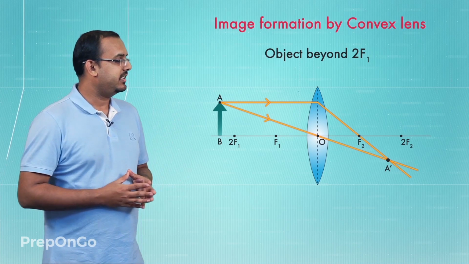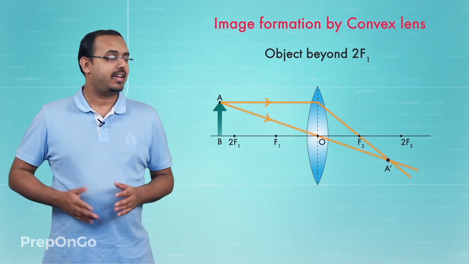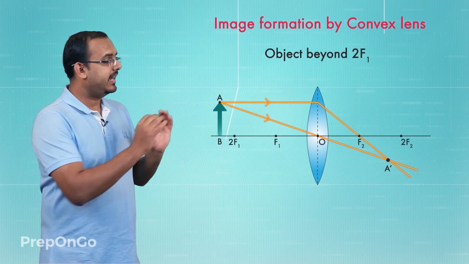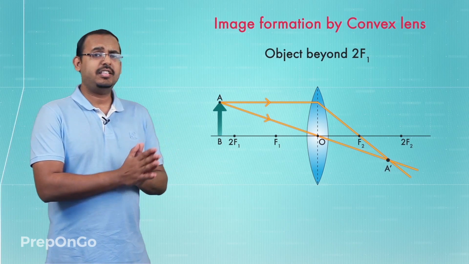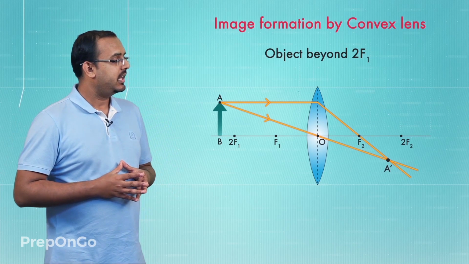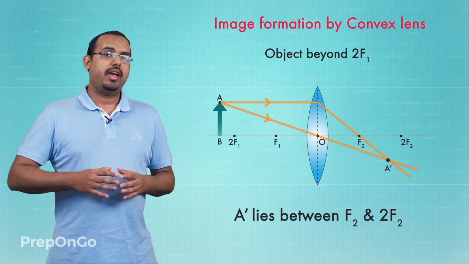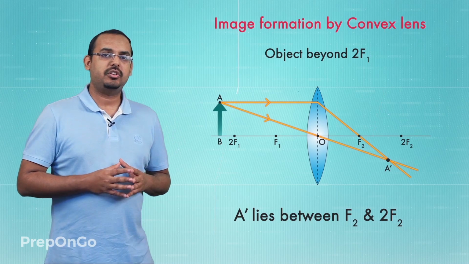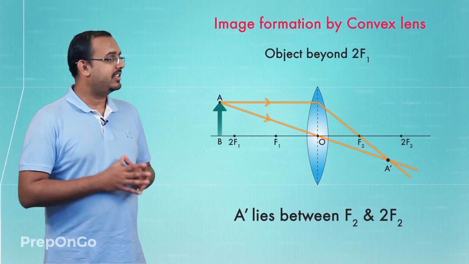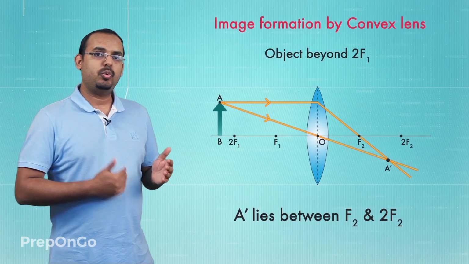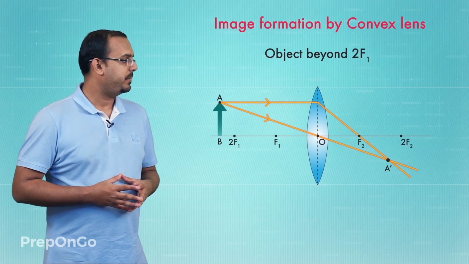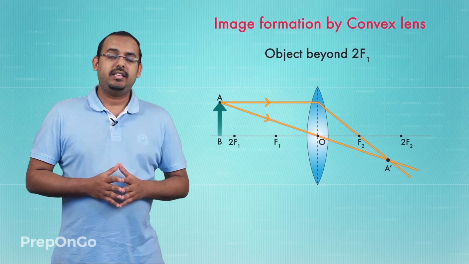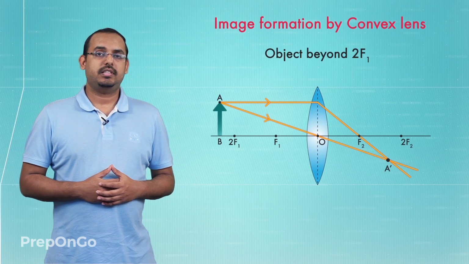So now here we can see that both these light rays, the first light ray and the second light ray, after refraction from the convex lens, after passing through the convex lens, they meet at a point A dash, and this point A dash horizontally lies between f2 and 2f2 of this convex lens, right? So horizontally, if we try to measure where this point lies, we can say that this point lies between f2 and 2f2 of this convex lens. We can also see that this point lies beneath or below the principal axis of the convex lens.